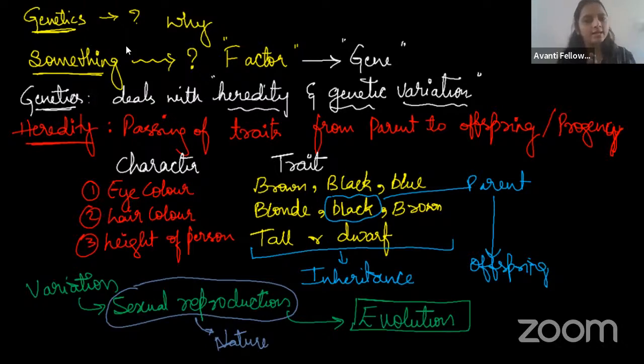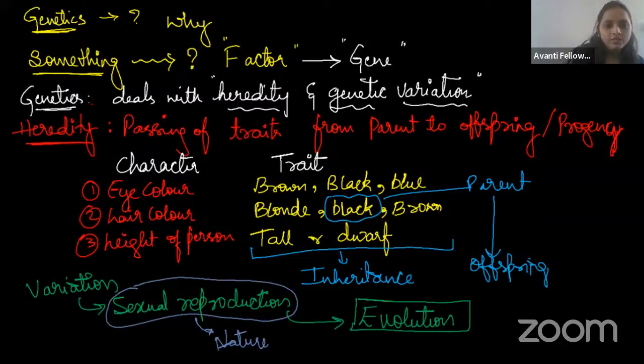When genetics started, at that time we didn't know what a gene is, so Mendel used the word factor. Some factor is transferred from the parent to the offspring. At that time we didn't know about genes or the DNA structure. Now tell me, who is the father of genetics? Yes, Mendel, right? The father of genetics was Gregor Mendel.